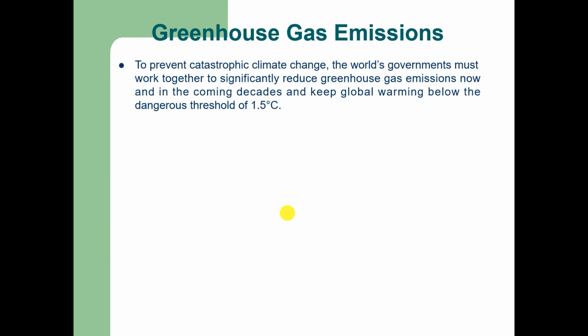To prevent catastrophic climate change, the world's governments must work together to significantly reduce greenhouse gas emissions now and in the coming decades and keep global warming below the dangerous threshold of 1.5 degrees Celsius.